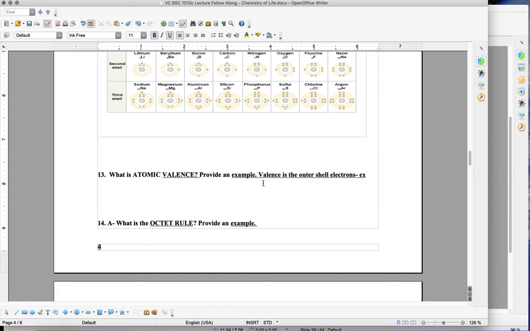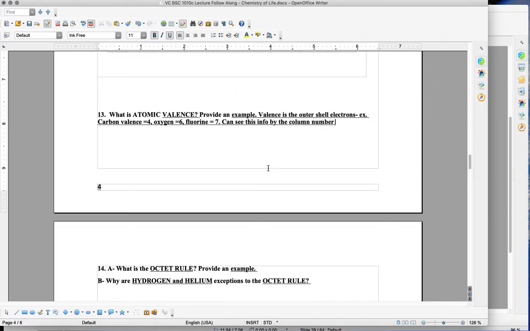So for example, carbon valence equals 4, oxygen equals 6, we said fluorine equals 7, and then we can see this info by the column number. Okay, so that's what valence is.